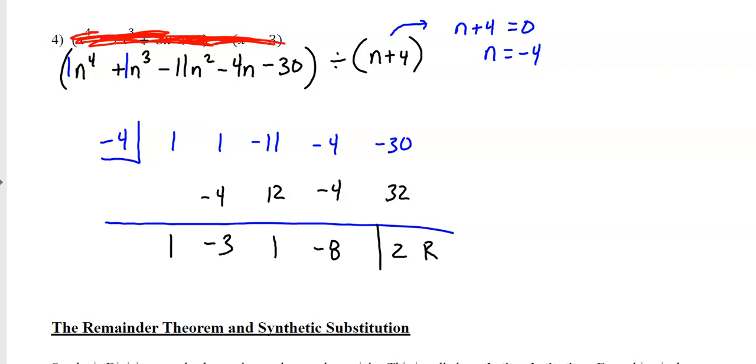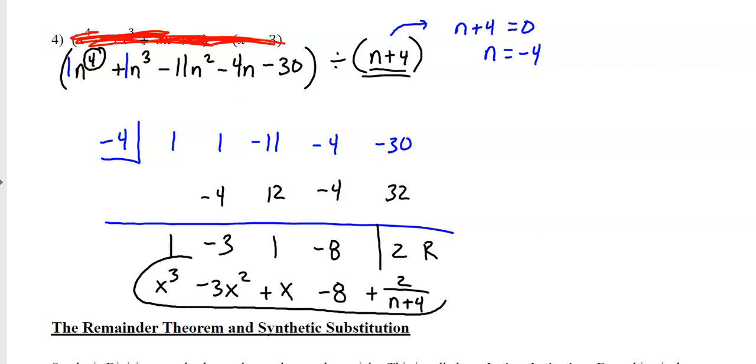Some kids like to work backwards instead of trying to remember that if we're starting with an n to the fourth and we're dividing by an n to the first, it's going to be n to the third. Sometimes they just start at the backside and they know that this is going to be the constant. This is going to be the x to the first power. This is going to be the x squared. And this is going to be the x cubed. So you could start from the constant and work the other way, or you could just remember to do one less. And then we had a remainder of 2, so we have to do plus 2 over whatever our divisor was, n plus 4. So final answer, boom, boom, boom, boom, boom.